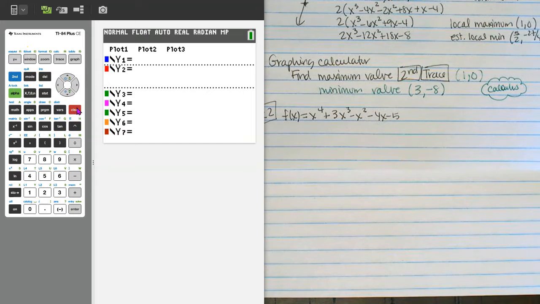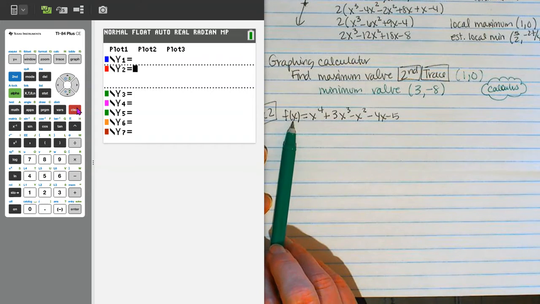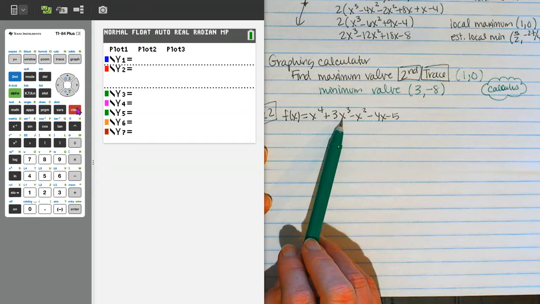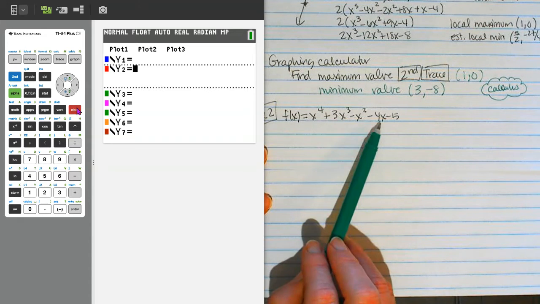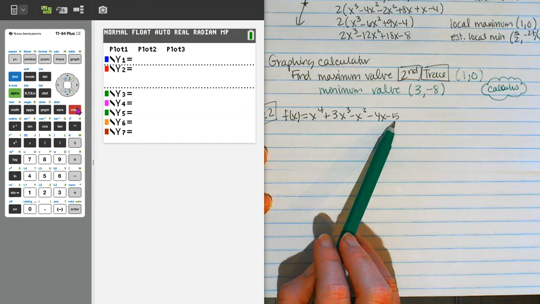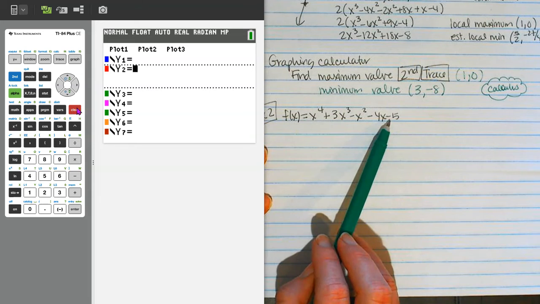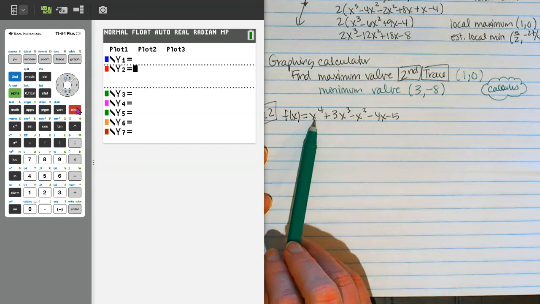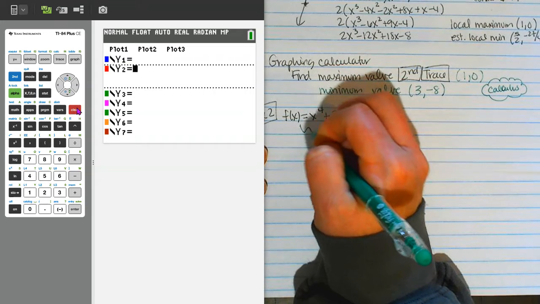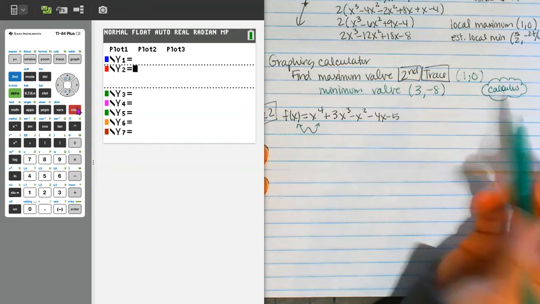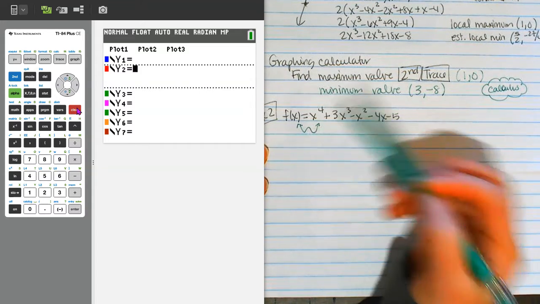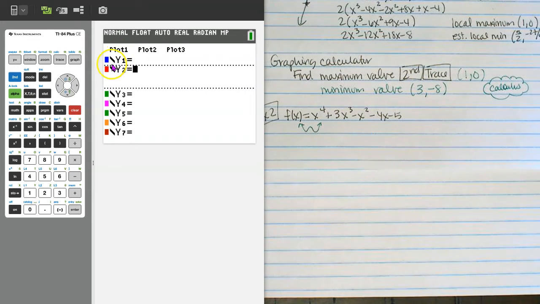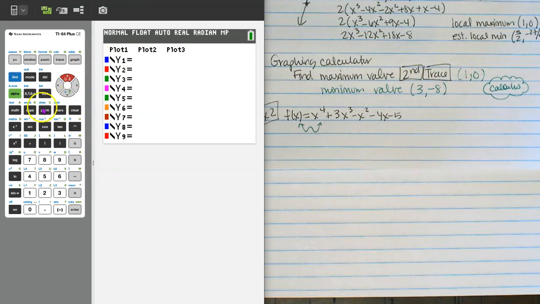Okay, the second one I want to enter into my equation is f of x, or y1, equals x to the fourth plus 3x cubed minus x squared minus 4x minus 5. I don't know what the zeros are. It's not factored. I'm not going to try to sketch this in advance. I do know that it has end behavior that looks something like this. So probably I'm looking for two minimums and a maximum. So type this in your y equals, and let's graph it.